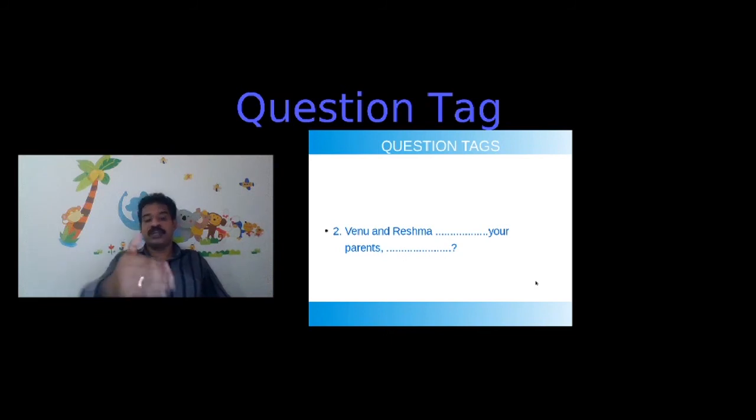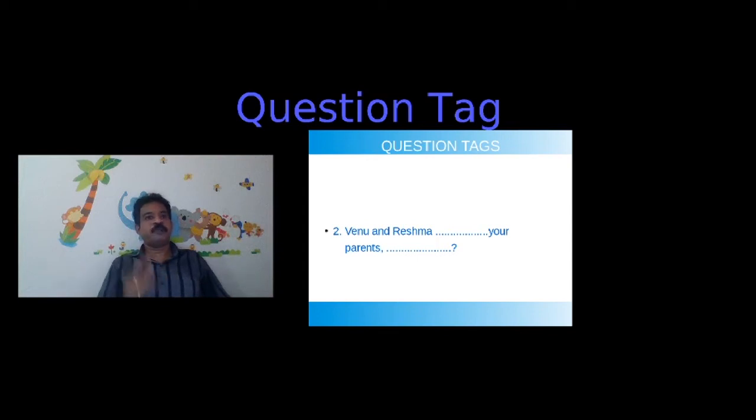Let's move to the next one. Venu and Reshma dash your parents. And you have to write a question. So Venu and Reshma, they are two people. Venu and Reshma are two people. So how do you make it? So you need a plural verb. So which is the plural verb?